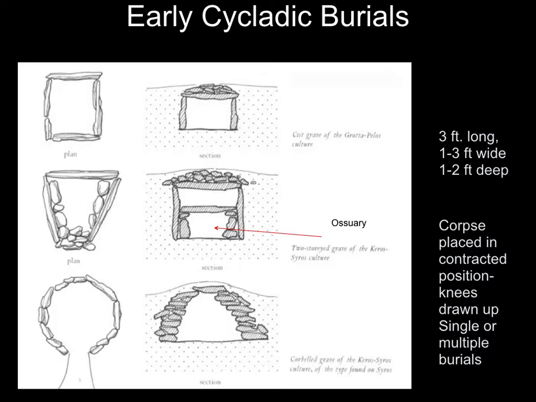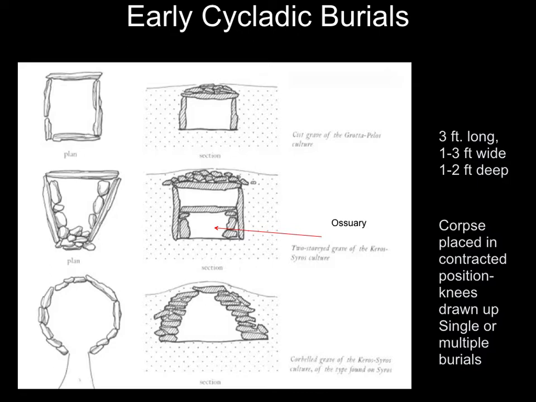The dead person would be laid, they would be inhumed, so placed inside the actual tomb, and they would be in the contracted position. So their knees would be drawn up, which is why some of these are fairly small, 3-foot long tombs, but because they're contracted, you can actually fit the burial within that space.